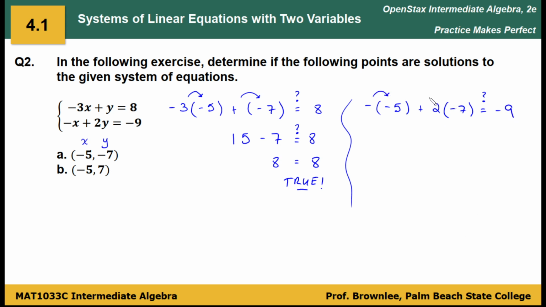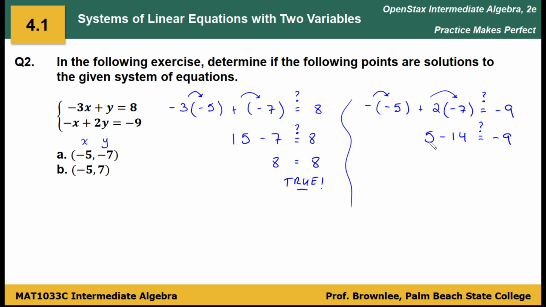So let's distribute, and again distribute. So a negative times a negative, of course, is positive, so that'll give us +5. And a positive times a negative will give us a negative, so we'll have -14 here. We want to know, ultimately, does that equal -9 when we simplify? And yeah, I think it does, right?